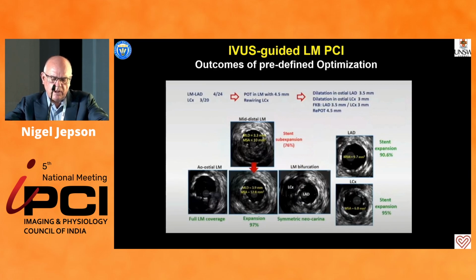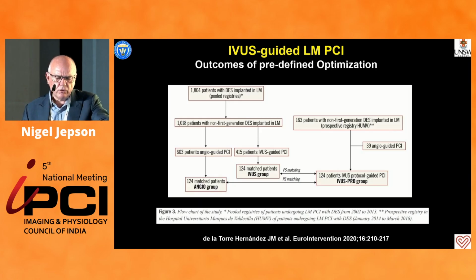The distal bifurcation left main, symmetric neocarina, excellent expansion in the proximal LAD compared to reference 90.6 and correspondingly 95% in the circ. So we need to measure. We need to make these measurements, whatever our tool is, whether it's provided automatically or not, because this is predicating optimal result. So what did Torre Hernandez do?